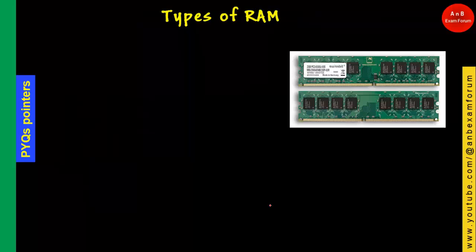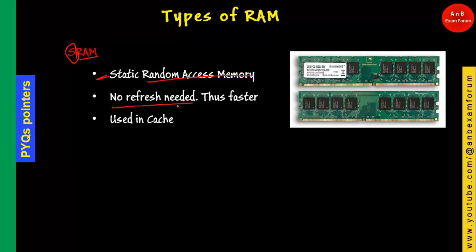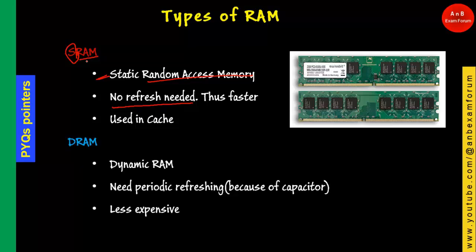Coming to the types of RAM, the first is the SRAM. The full form you should remember: RAM we have already seen, it is random access memory, and the S stands for static. Why is it called static? Because there is no refresh needed. What do you mean by refresh? There is no component in it for which refreshing is required. If you see the dynamic RAM, you can appreciate it much better.